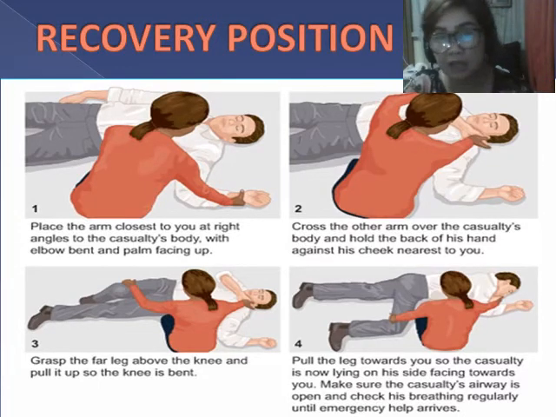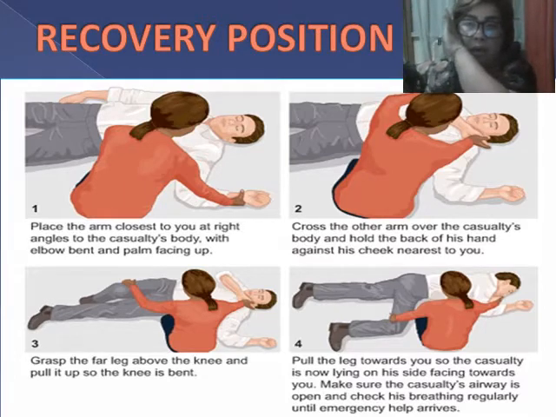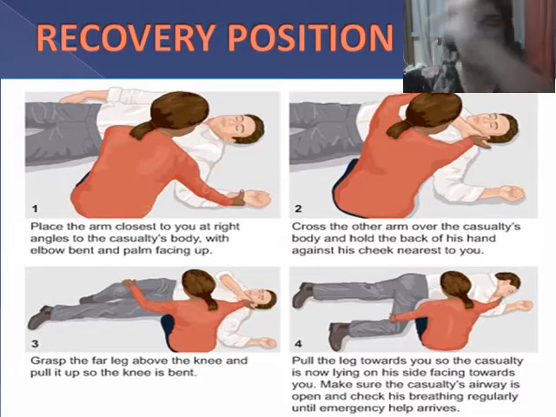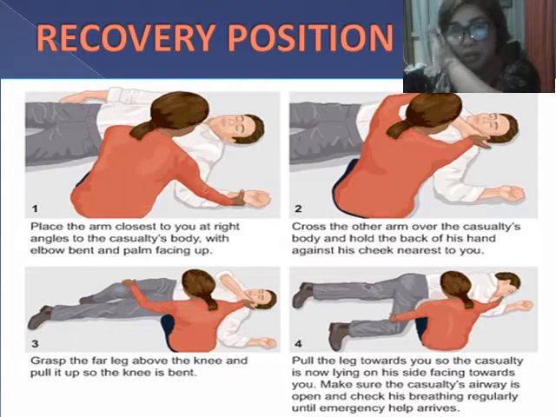Now, next you cross the other arm over the casualty's body and hold the back of his hand against his cheek nearest you. So this one. While the arm nearest you is abducted, elbows flexed, and the palms facing up, the opposite arm will be crossed over the body, and then you hold the back of his hand, the posterior portion of the hand, against the cheek nearest you.